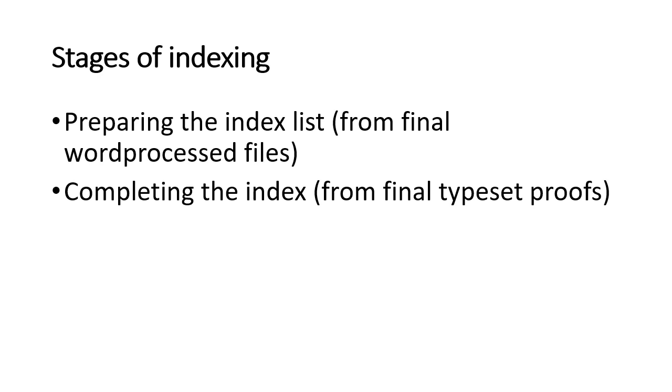And then the second stage of indexing is completing the index, and that's something that will happen from the final typeset proofs. So that's when you receive those final typeset proofs back from the publisher, or if it's something that you're self-publishing, when you've generated that final proof that is as the text will appear on the printed page. And that's crucially important because there's no point compiling an index when page numbers are not accurate. So it's crucial that that final stage of putting in the page numbers is done when the PDF proof is in its final stage, because otherwise those page numbers will clearly be incorrect.